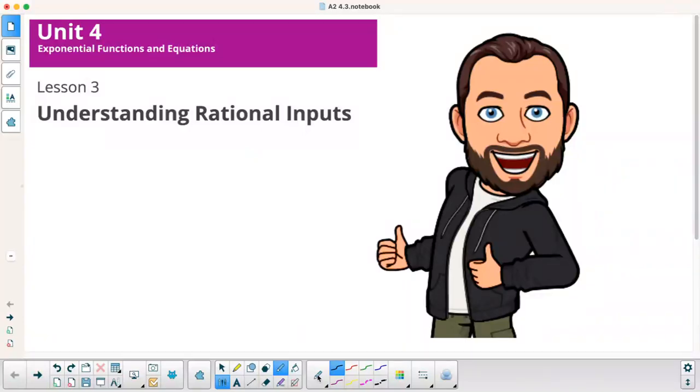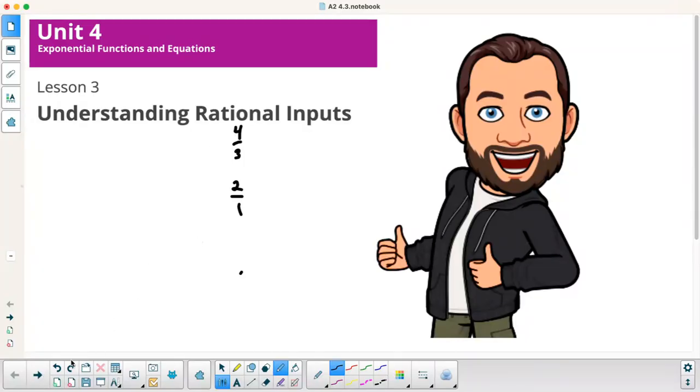Okay, Illustrative Math, Algebra 2, Unit 4, Lesson 3 is called Understanding Rational Inputs. So remember, rational is basically a fraction. So if I have 4/3, that's a rational number. Whole numbers are rational as well because you can always write them over 1. So make sure you know what that word means.